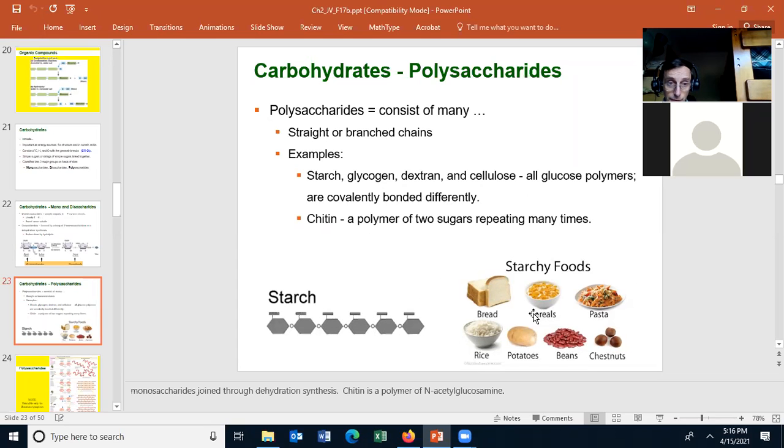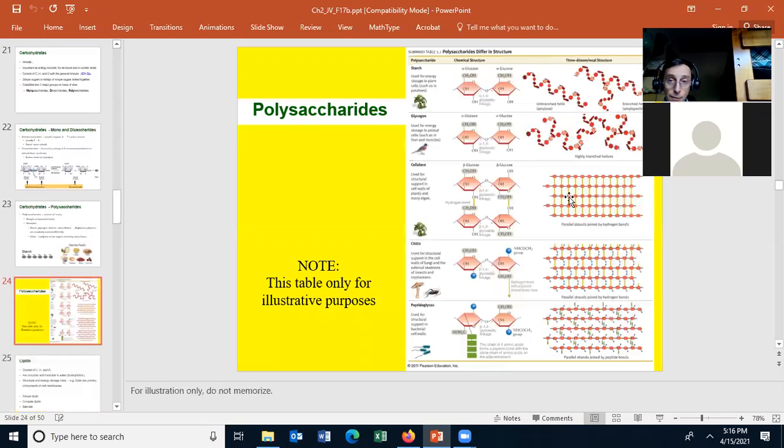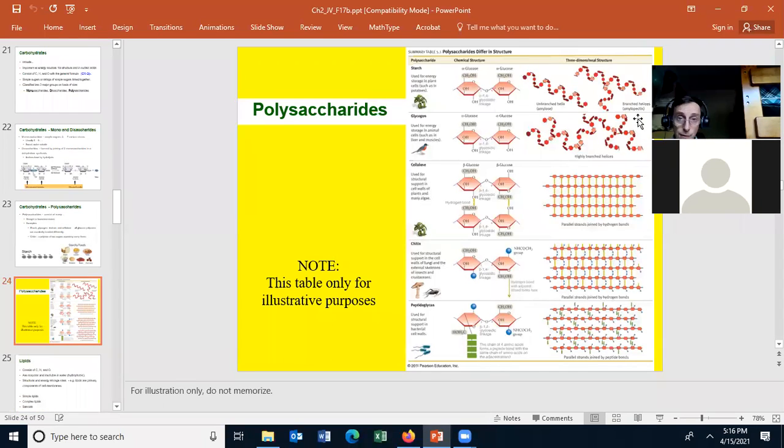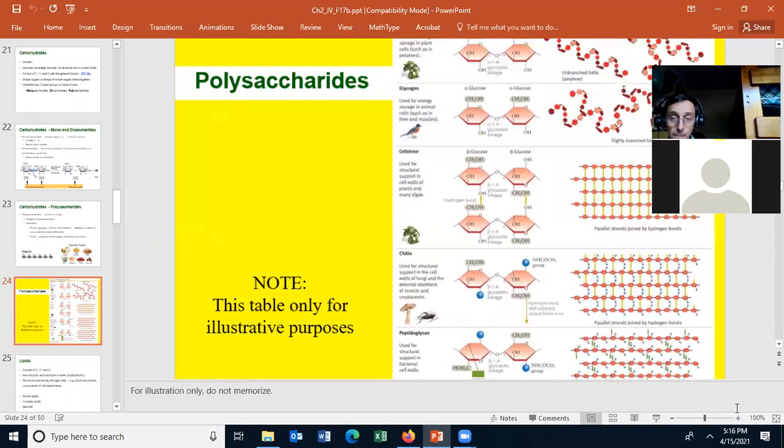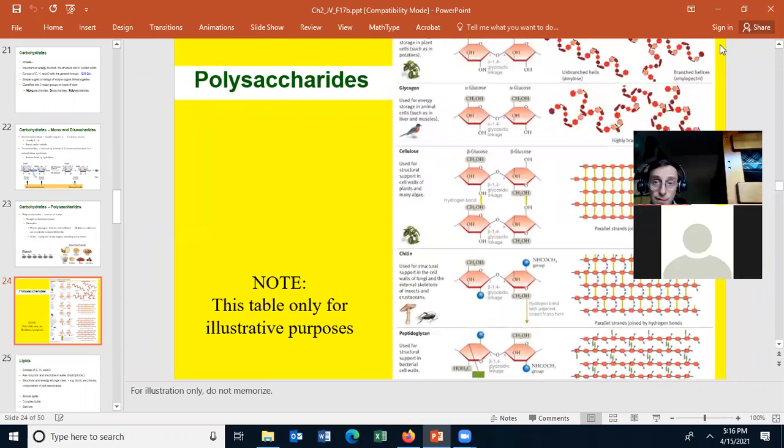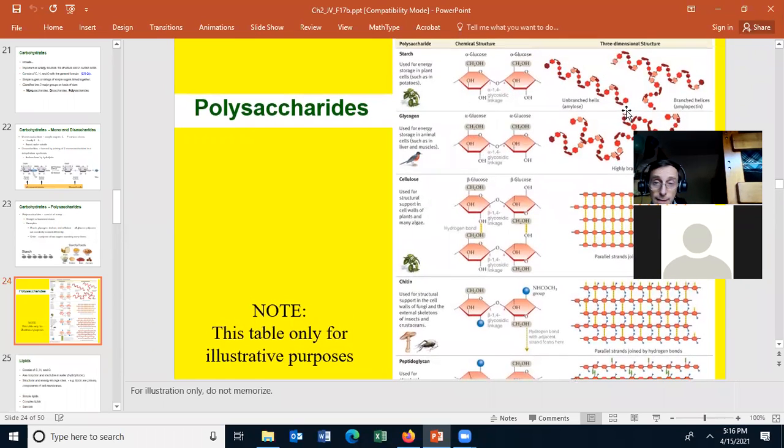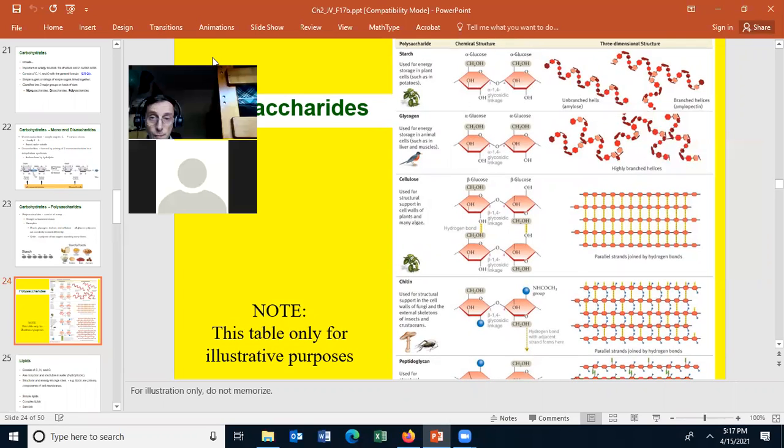And there's some starchy foods. You don't need to know this table. I'm just showing you the different polysaccharides. As I mentioned, starch is mostly a linear chain molecule having this chemical form, one glucose repeating after the other. Glycogen is a similar molecule, but it's in a branching chain.